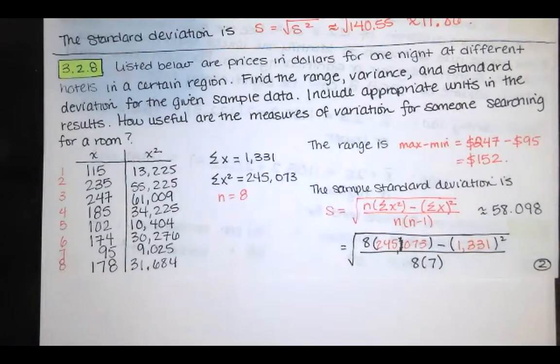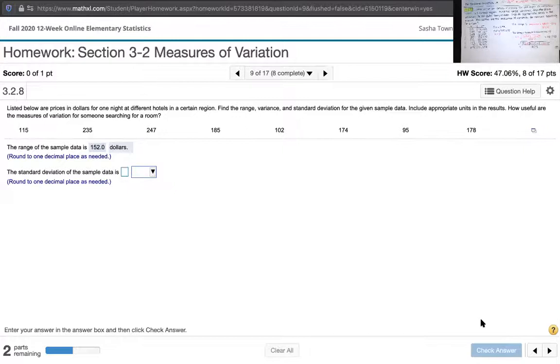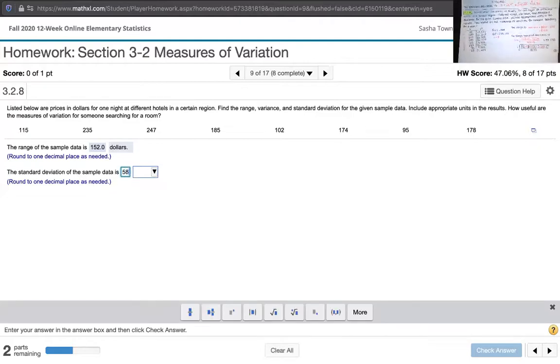Let's see what MyLab Statistics wants as far as our rounding is concerned. So it says round to 1 decimal place is needed. So I will round this to 58.1. Now the units for the sample standard deviation are the same as the units of the actual data. And so these are prices in dollars for one night at different hotels in the region. So the answer is $58.1. Let's check our answer.